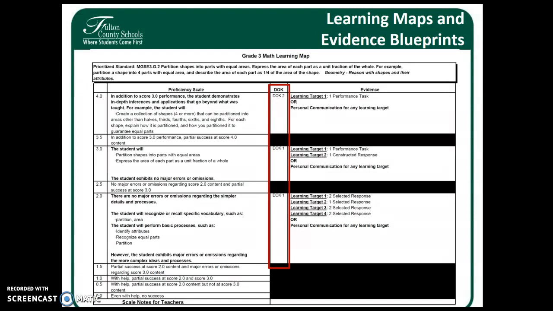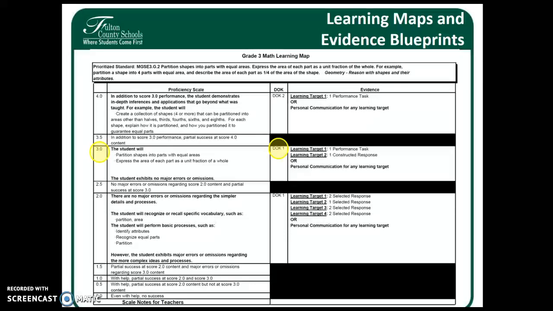Then in the middle, we have the DOK level. As you notice, for this particular standard, the highest DOK is 2, and that just means that for this standard, that's as high as it goes. So if you notice here at the 3.0 scale of mastery, it reads that the student will partition shapes into parts with equal areas. That is at the DOK level 1. So again, that's saying that if a student can do those things, even though it is at a depth of knowledge level 1, we consider that to be mastery.